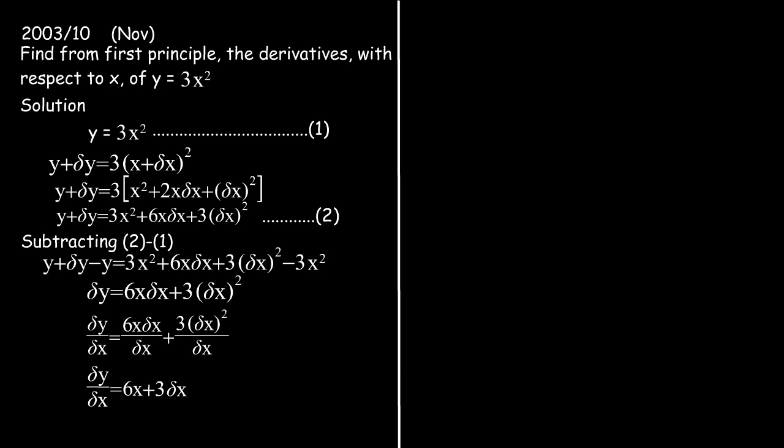dy over ds equals the limiting value of delta y over delta s as delta s tends to 0, which should equal 6s, because as delta s tends to 0, delta s is equal to 0. So the 3 delta s in our equation will equate to 0, and we are left with just 6s. Therefore, dy over ds is equal to 6s.